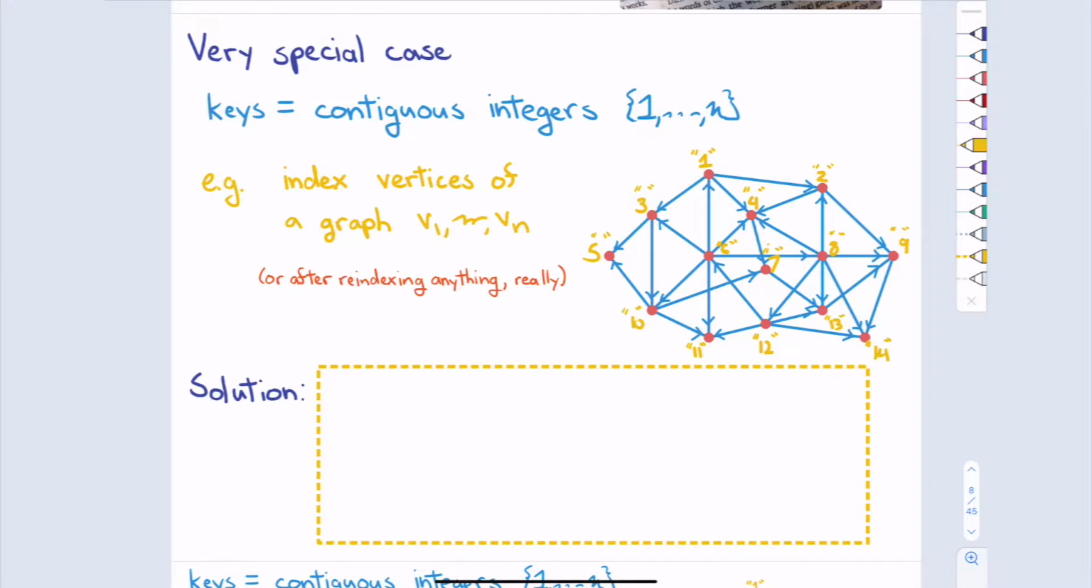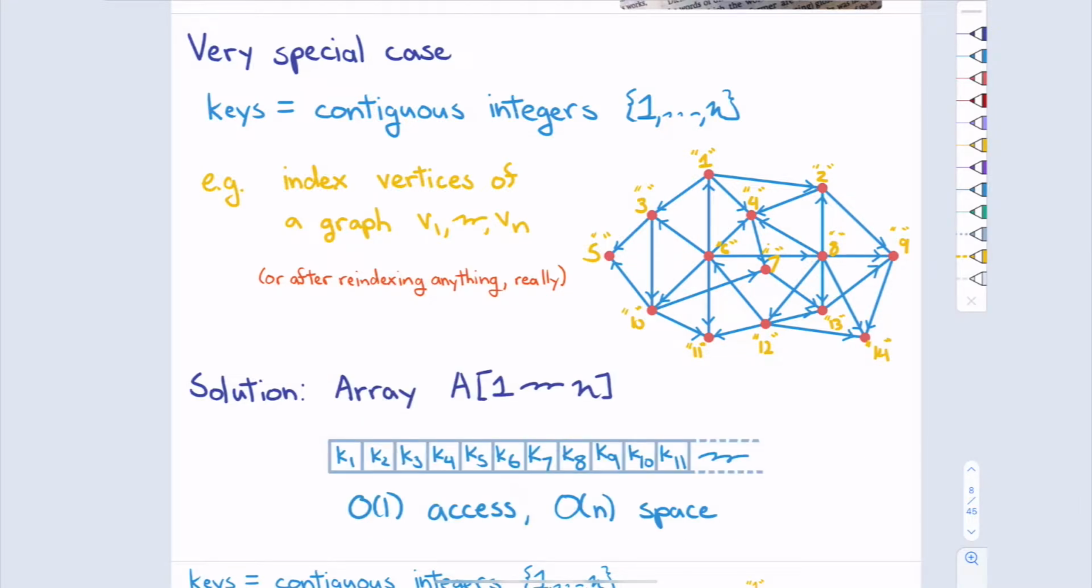Okay, so in this case, when you know all the keys are integers between 1 and n for a known n, what's the best solution? Just an array. Allocate n slots. First key goes in first slot, and so forth. It's about as good as we can expect. It uses 1 unit of space per key. That's as best possible. And you get constant time access.